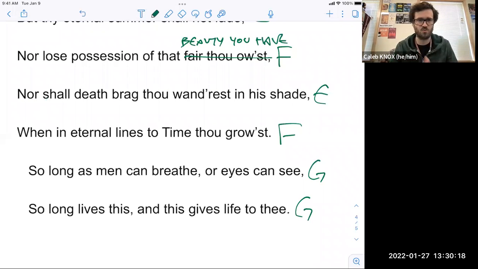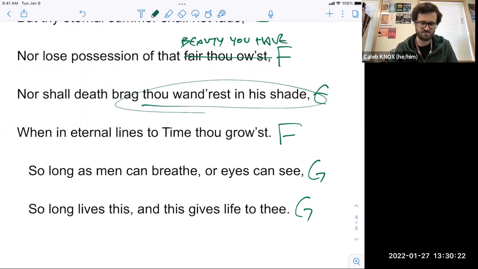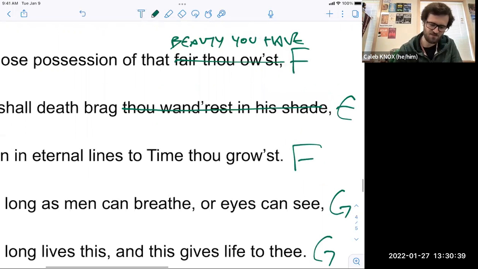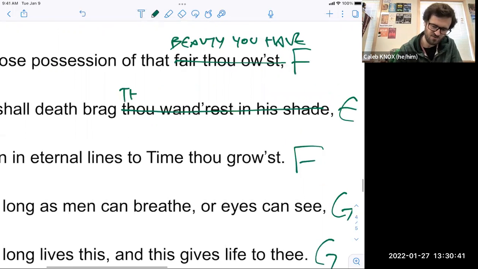What is it that death would want to brag about? Thou wanderest in his shade. Remember, thou is you. So, nor shall death brag thou wanderest in his shade. Death can't brag that you're wandering in his shade. So the way I'm going to say that is, nor shall death brag that he has you.